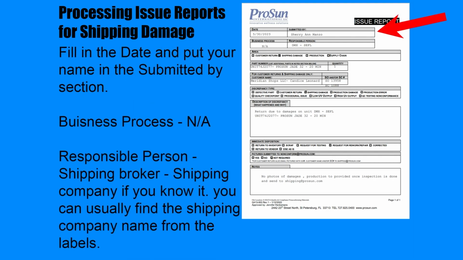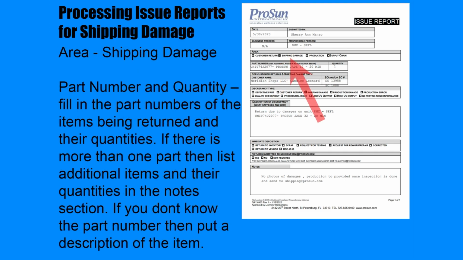Fill in the date and put your name in the Submitted By section. For business process, put Not Applicable. In the Responsible Person section, put the name of the shipping company if you know it. You can usually find the shipping company name from the labels. In area, put shipping damage.